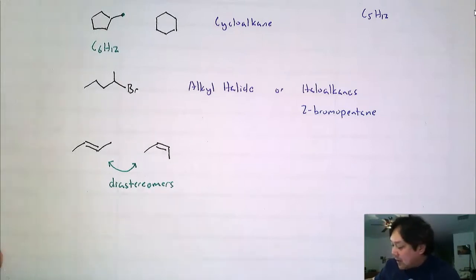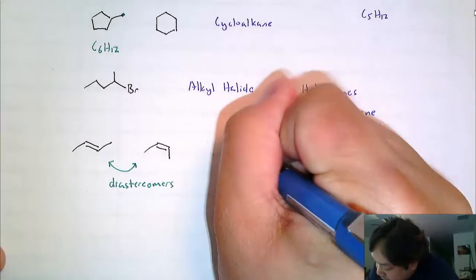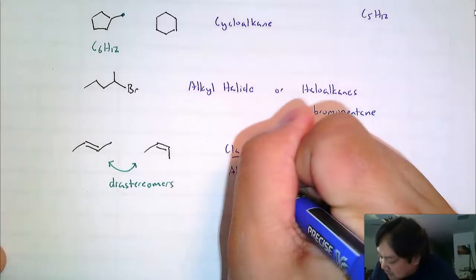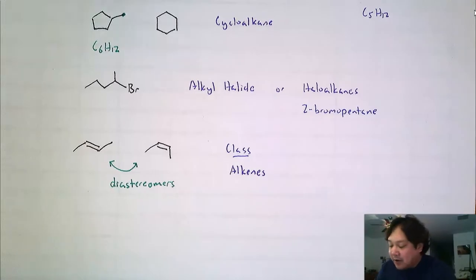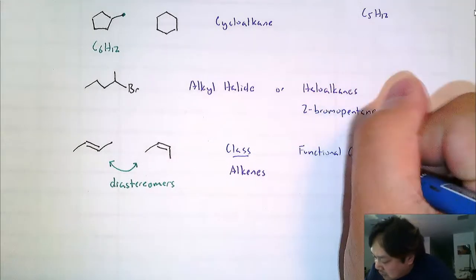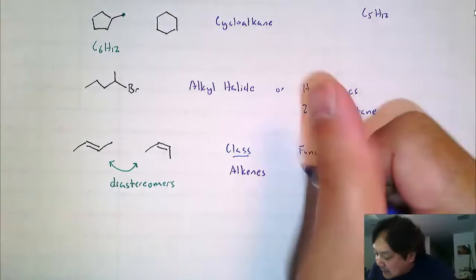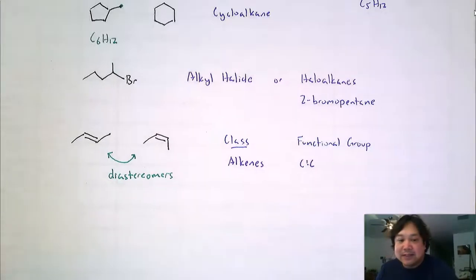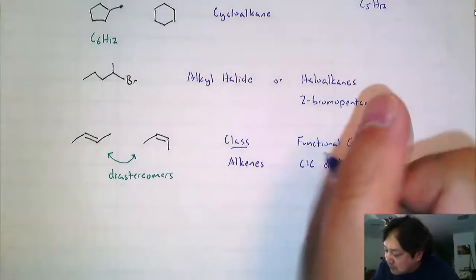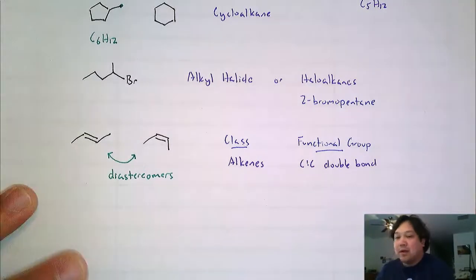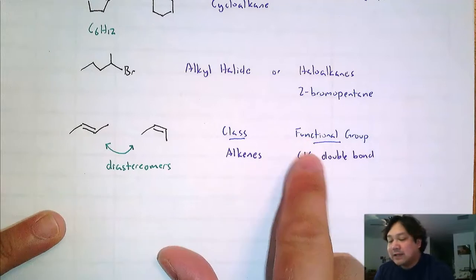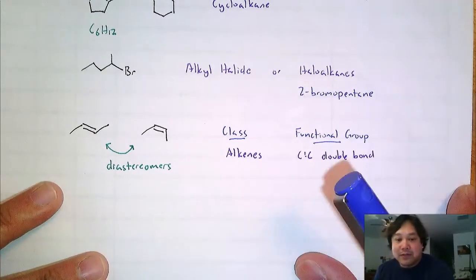The class of molecules are the alkenes, and that is, after this video, the main focus of Unit 3. And now we're going to introduce something called a functional group. The functional group for an alkene has no special name, it's just a CC double bond. How I like to think about functional group in class is that if a molecule has the functional group CC double bond, then that molecule belongs in the class of alkenes.